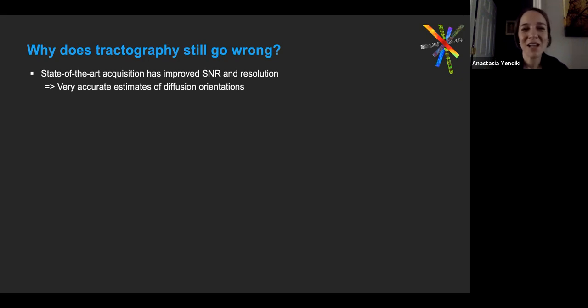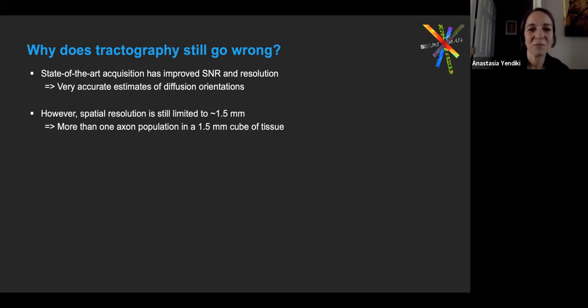As the data quality improves, with the Human Connectome Project and with these new scanners, we can collect very high SNR data with high spatial and angular resolution and high b-values. So as the state of the art has improved in terms of the acquisition and given us both higher SNR and higher resolution, we can get very accurate estimates of diffusion orientations. However, this has not solved all the problems with tractography.